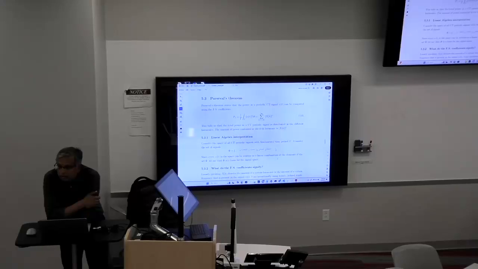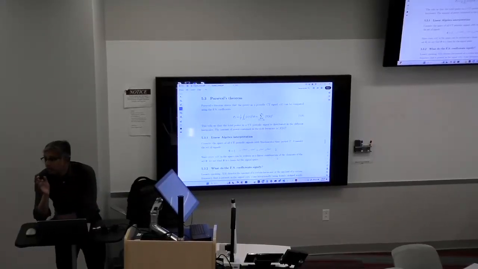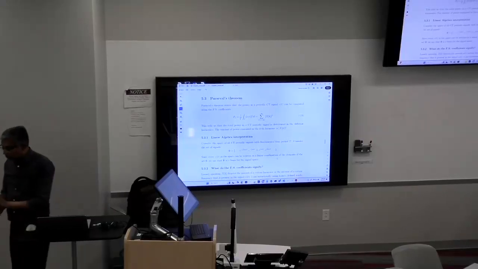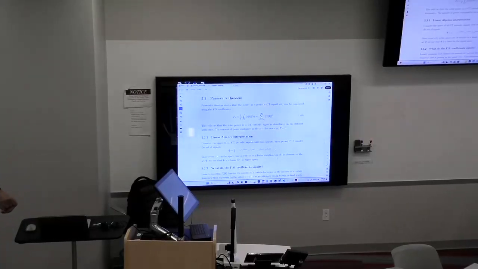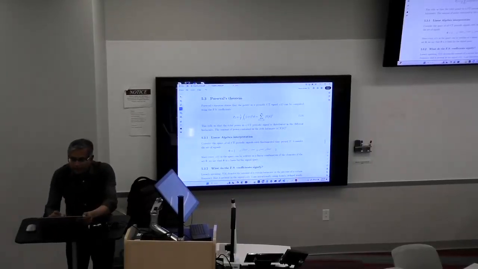Would there be any issues with signals, say they have one with omega naught, one with negative omega naught? Is there any canceling out? So that is possible, but you cannot cancel out in the following sense. If you take e to the j omega naught t and e to the negative j omega naught t, be very careful between these three things.